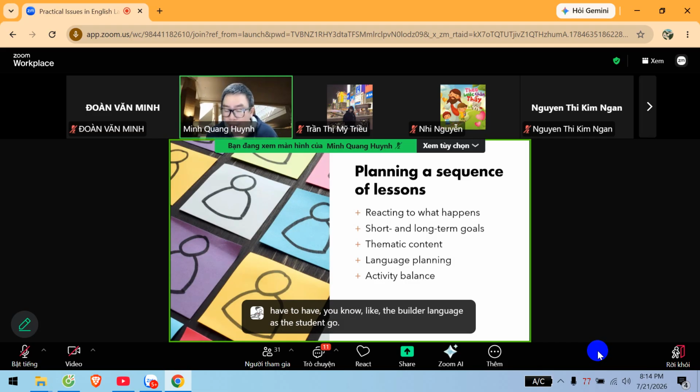And then think about the activity balance. What kind of activities do you want your students to do? Are they doing 5 listening lessons in a row, or 3 reading lessons in a row? You want to spread it out, right? So you have something like listening and reading and writing and speaking. You don't want to have everything in a row. All right, so this is what we know about lesson planning, which is an important part of teaching. The next part will be the practice.